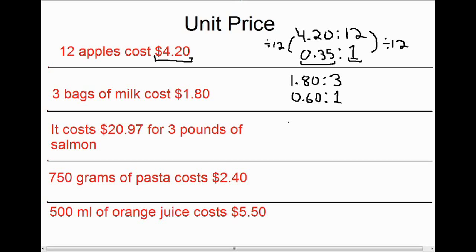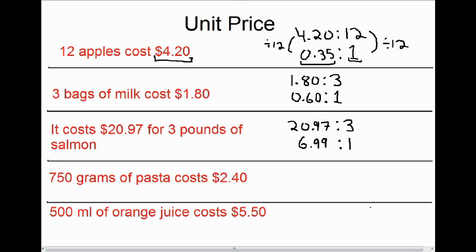If we keep going here, it's $20.97 for 3 pounds of salmon. So again, if we're going to use a ratio here to calculate the unit cost, we want to know how much 1 pound of salmon costs. So money goes first, then the number of pounds, and for the unit price, we want to reduce that down to 1. So we have to divide it by 3. And so that's what we have to do to 20.97 is divide it by 3.